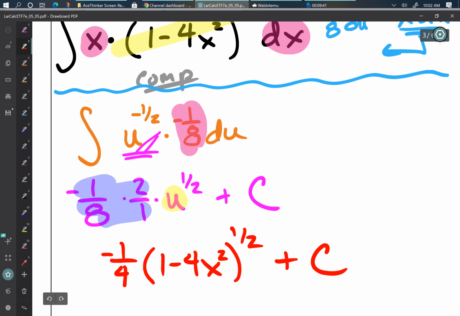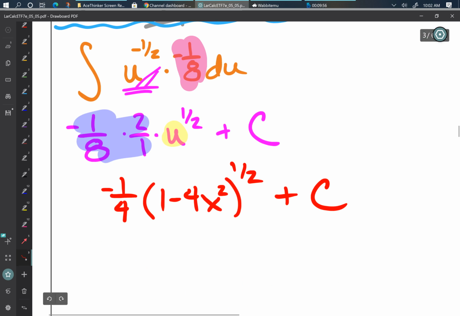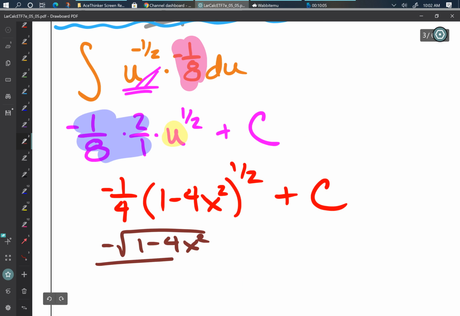Now some people will make the following argument, that since the original integrand was written using radical notation, since the original integrand was written using a square root symbol right there, that we should write our final answer using a square root symbol. And we should go, this is the negative square root of 1 minus 4x squared over 4 plus c.